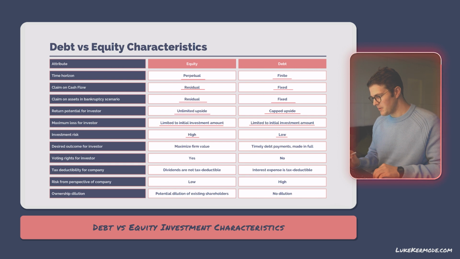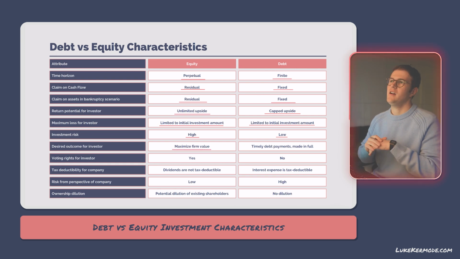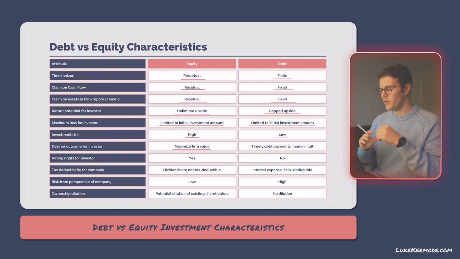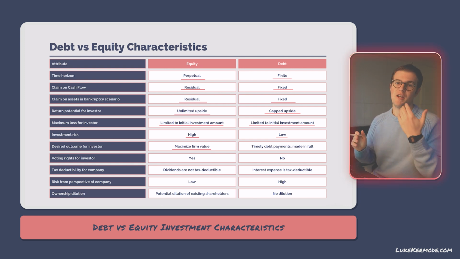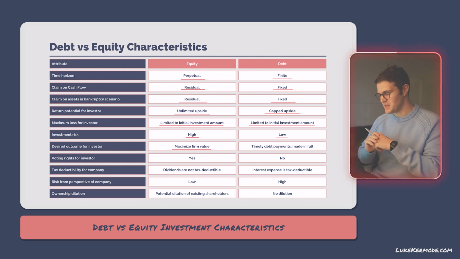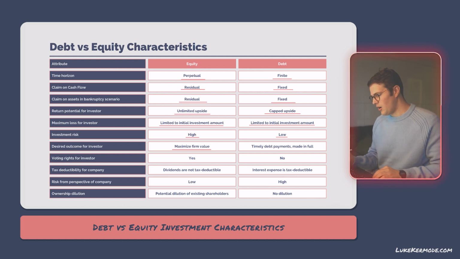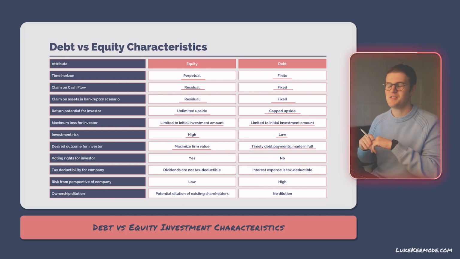Desired outcome. So what are the objectives? What do the investors or providers of capital want from company managers? So shareholders want company managers to maximize firm value because that translates to higher shareholder value. So they will want management to act in ways that maximize the company's value, whereas debt holders are more risk averse. They want to prioritize timely debt payments that are made in full.